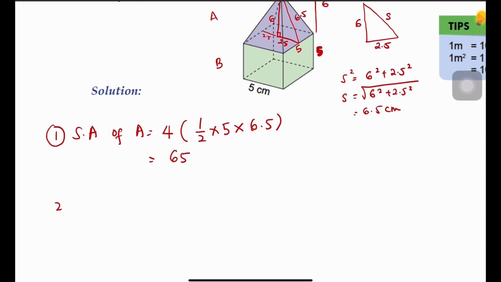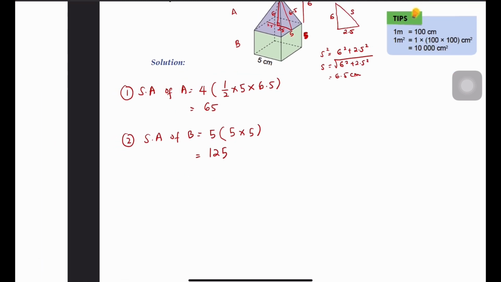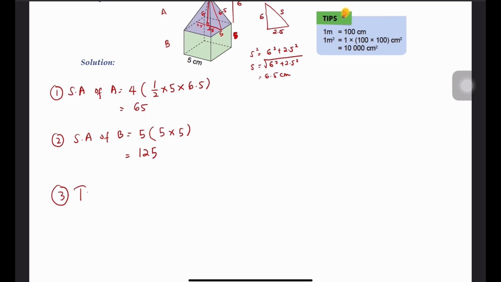And then number 2, surface area of B. We have 5 visible squares times the surface area of 1 square, which is 5 times 5. Press your calculator, 125. So finally we can find the total surface area, A plus B, which is 65 plus 125. Your final answer is 190 centimeter square.